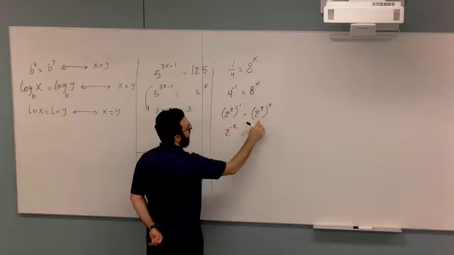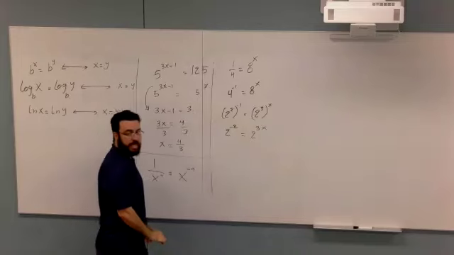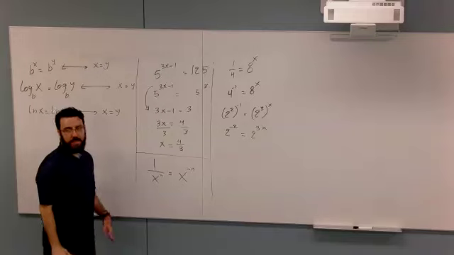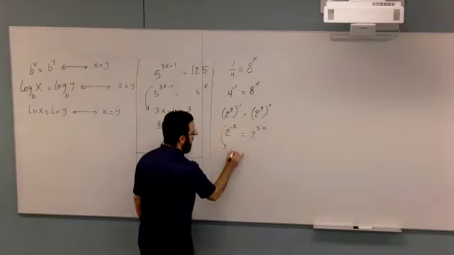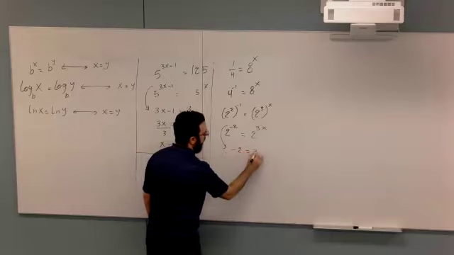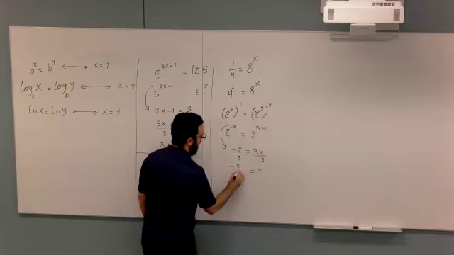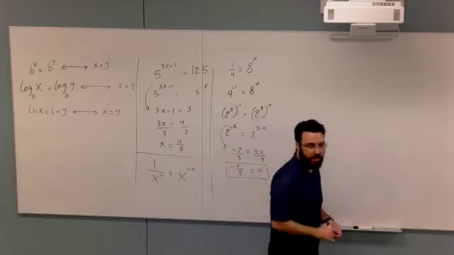2 to the negative 2 equals what? 2 to the 3x. Is that right? Yes or no? Now I have 2 equal bases, or no? 2 equal bases, that means negative 2 equals what? 3x. Now divide by 3. So what's the value of x? Negative 2/3. Is that okay?